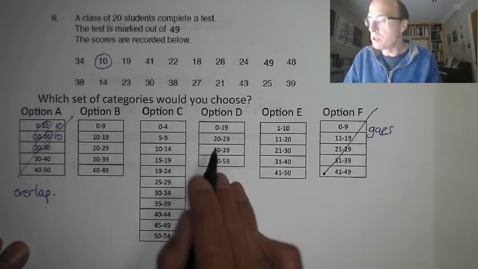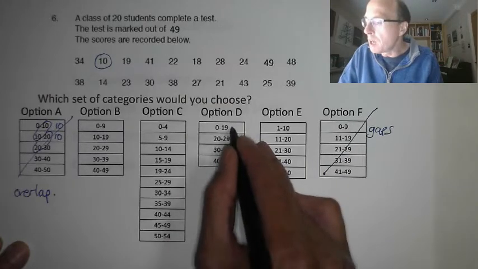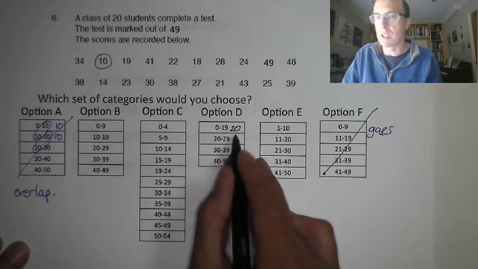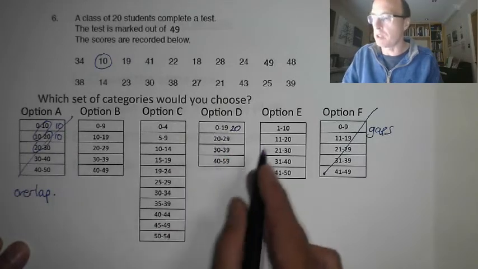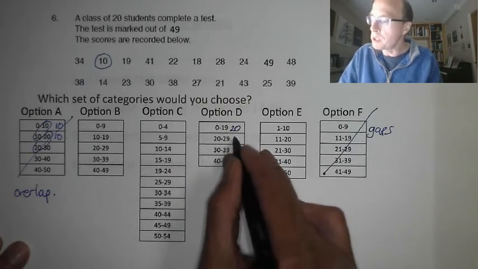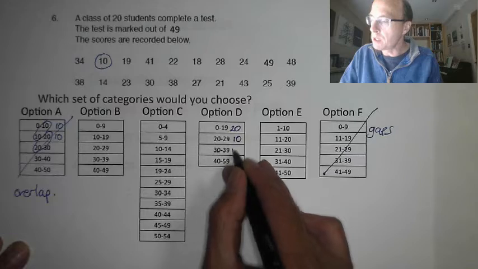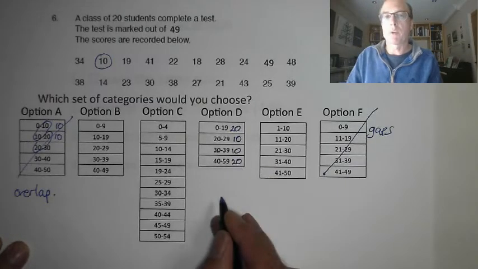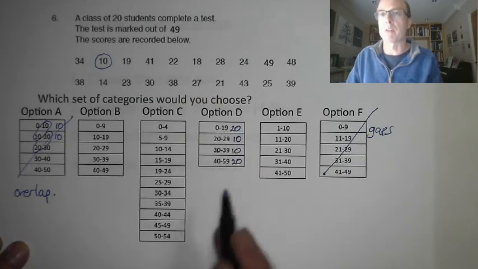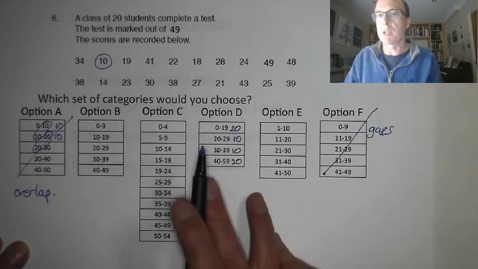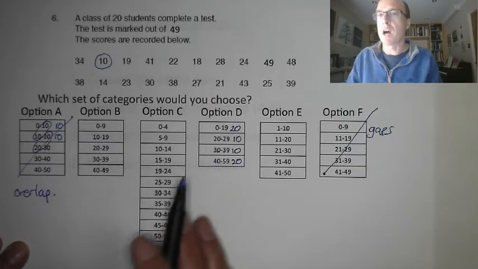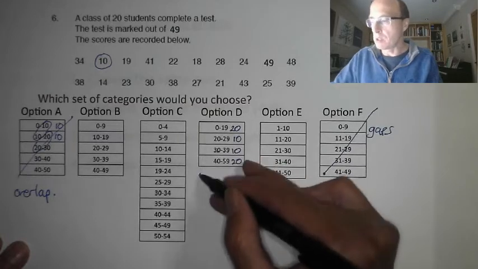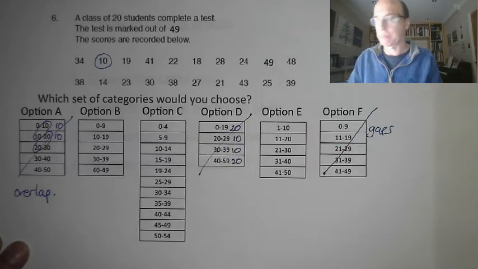Let's have a look at option D. So this one here, let's look at how wide my categories are. I've got 0 to 19, so I've got 20 width, including my 0. I've got 20 to 29, so that's 10. 30 to 39 is 10. Then 40 to 59, that's a width of 20 as well. So I've got different widths in my bars. When I'm grouping my data, especially when I need to put it into a bar chart, I want equal widths for my classes. So this one is no good to me. Going to get rid of that one as well.